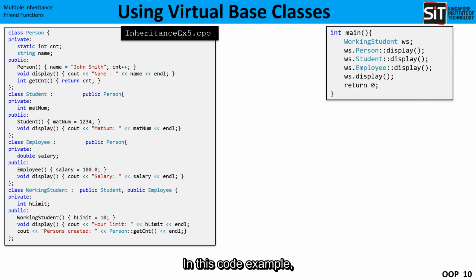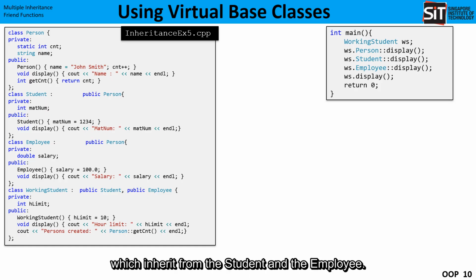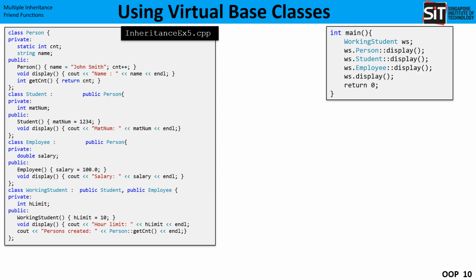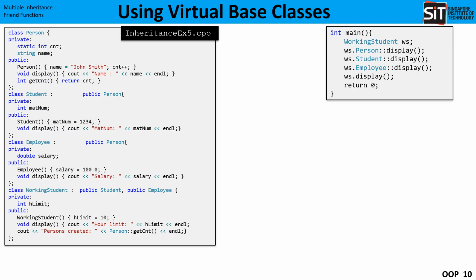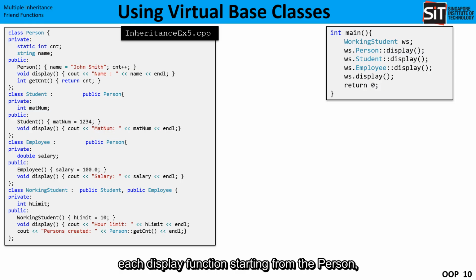In this code example, we have four classes here. The base class person, the student and employee which inherit from the person class, and the last working student class which inherits from the student and the employee. In the main function on the right hand side, we create an object WS of class working student. And we proceed to call each display function starting from the person, student, employee, and working student object WS.